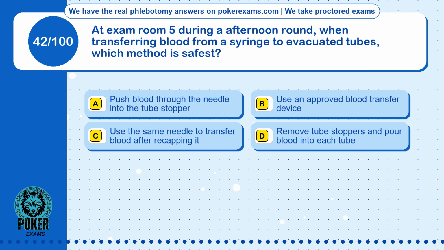Question 42. At exam room 5 during an afternoon round, when transferring blood from a syringe to evacuated tubes, which method is safest? Option A. Push blood through the needle into the tube stopper. Option B. Use an approved blood transfer device. Option C. Use the same needle to transfer blood after recapping it. Option D. Remove tube stoppers and pour blood into each tube.